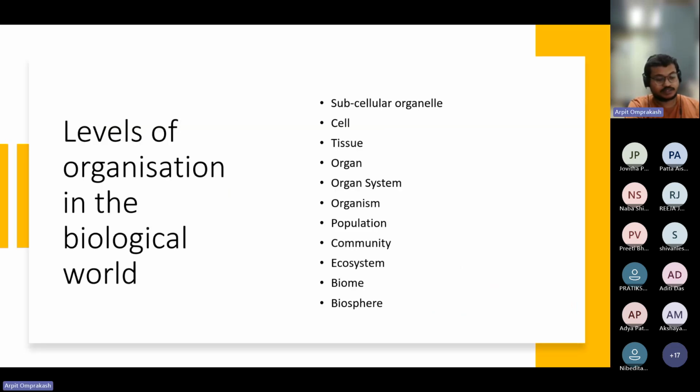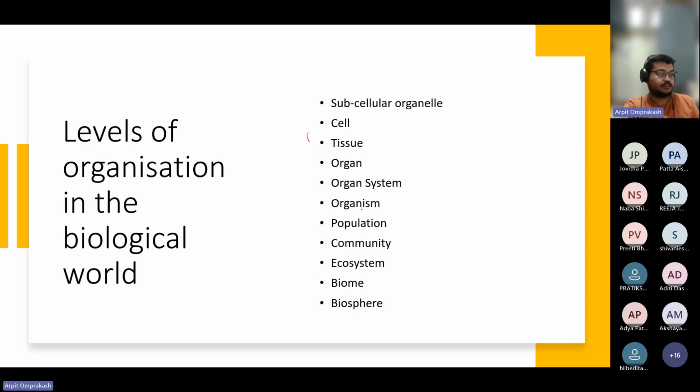So as I was saying, hierarchy provides a stable structure, and in the biological world, we have different levels of organization or different hierarchy. So it starts with subcellular organelles, which are basically organelles that perform functions inside a cell. Then we have cells, which are the basic fundamental units of life. Cells aggregate to form tissues. Tissues aggregate to form organs. Organs come together to form an organ system, which performs a certain function. A set of organ systems come together to form an organism, which is basically the living, breathing unit of life.